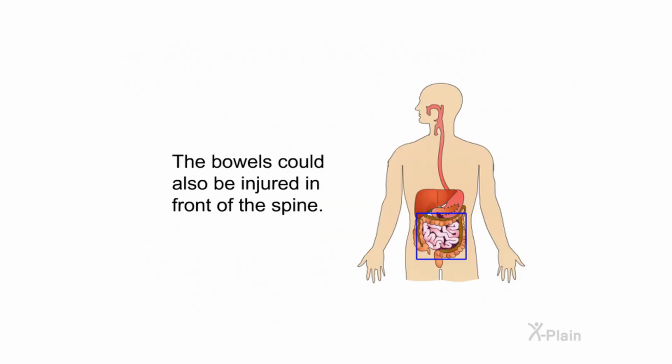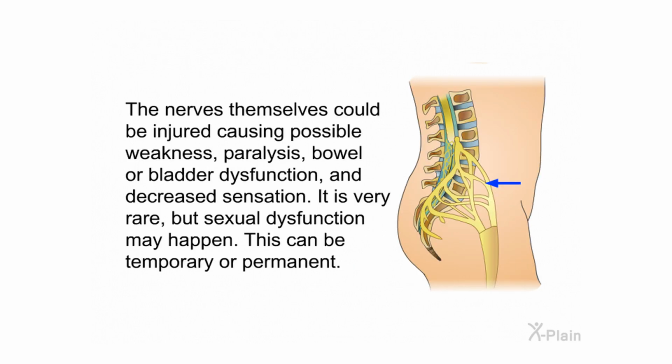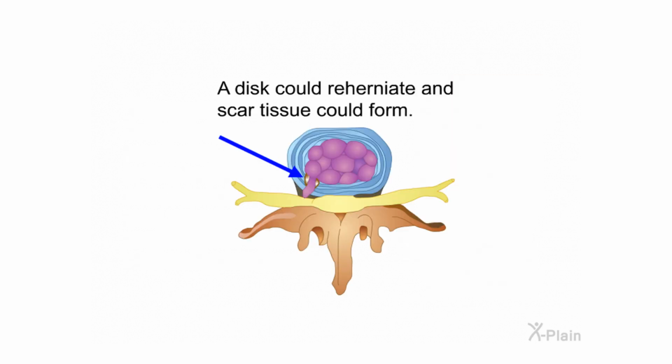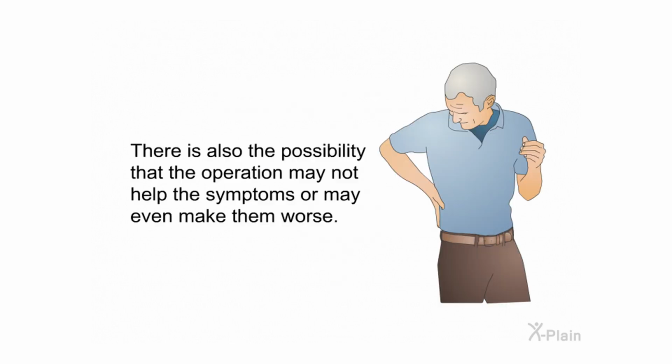The bowels could also be injured in front of the spine. The nerves themselves could be injured, causing possible weakness, paralysis, bowel or bladder dysfunction, and decreased sensation. It is very rare, but sexual dysfunction may happen. This can be temporary or permanent. A disc could reherniate and scar tissue could form. There is also the possibility that the operation may not help the symptoms or may even make them worse.